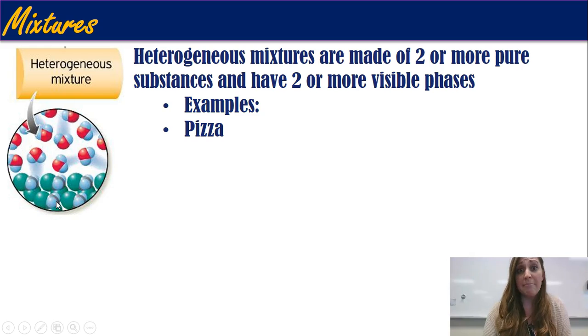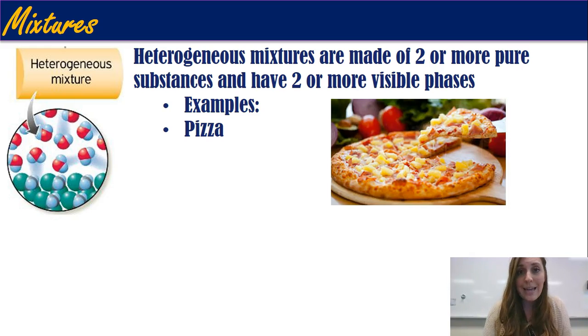So for example, pizza. Pizza is a mixture, right? It's got multiple things in it. Check that out, that's beautiful. You've got pineapple, you have ham, you have cheese. All of those are different things, and you can clearly see the difference between them. So there are different pieces. The prefix hetero means different.